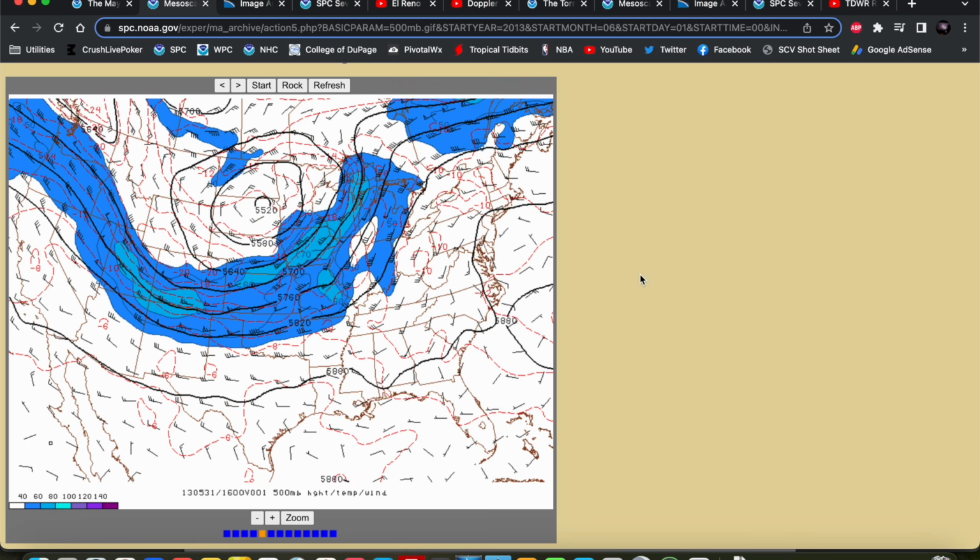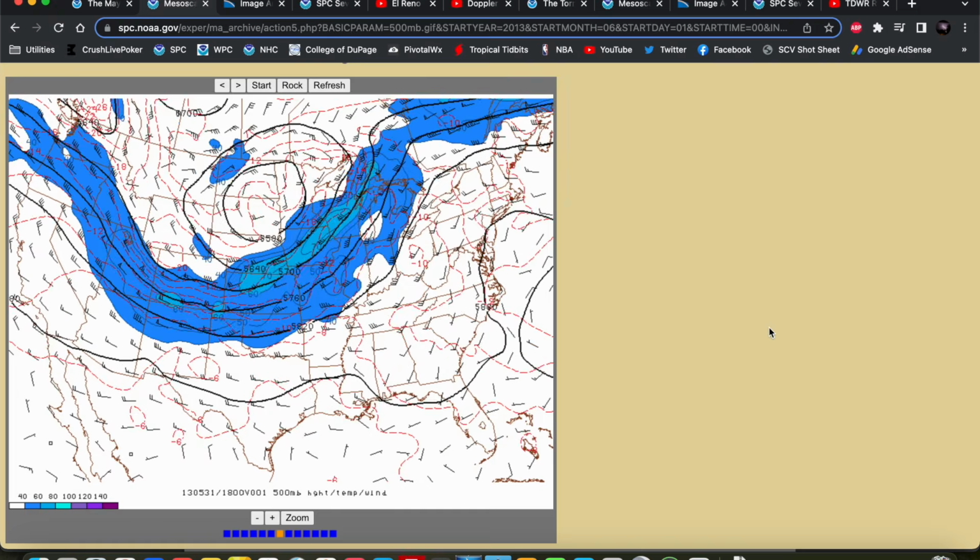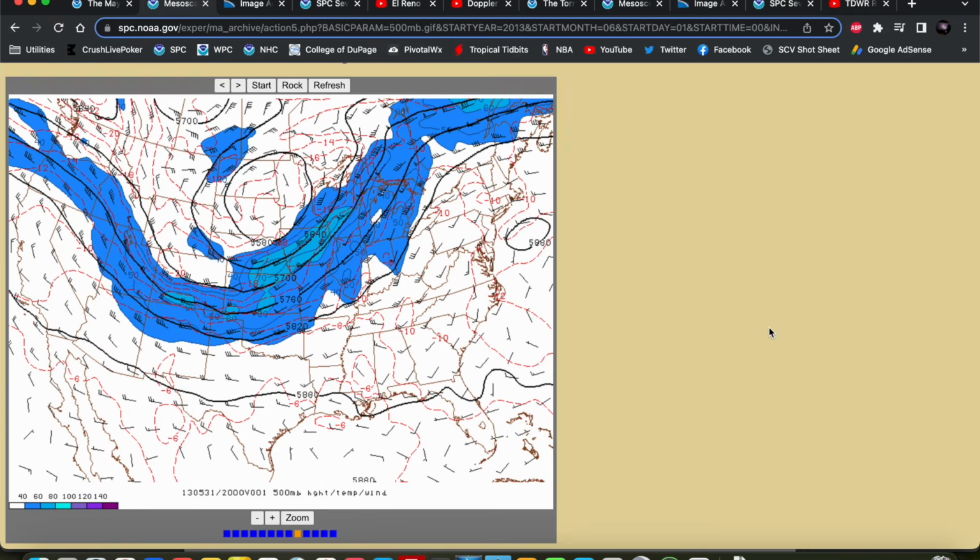And you can see if we follow this 5820 contour here, it doesn't change its position a whole lot throughout the day. Very neutral heights across the region. Again, we want to see heights falling for a more substantial risk of storms initiating in a given environment. So we had neutral heights across central Oklahoma, removed from the main trough well off toward the north.